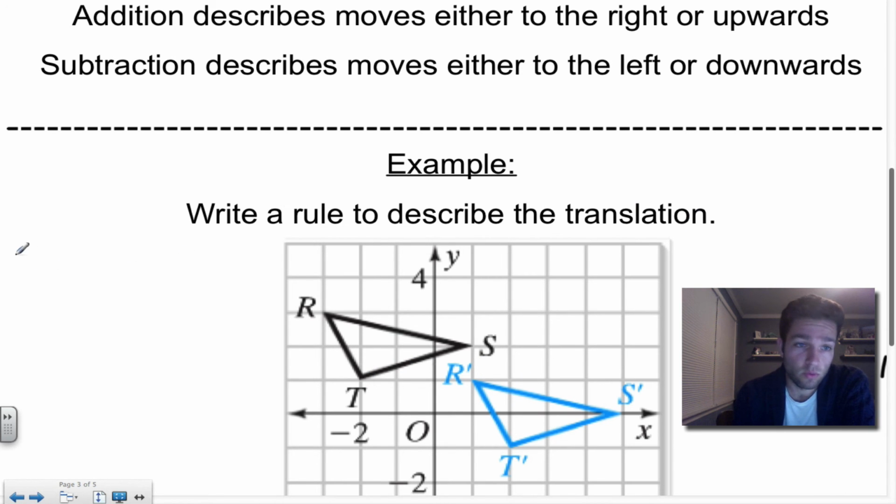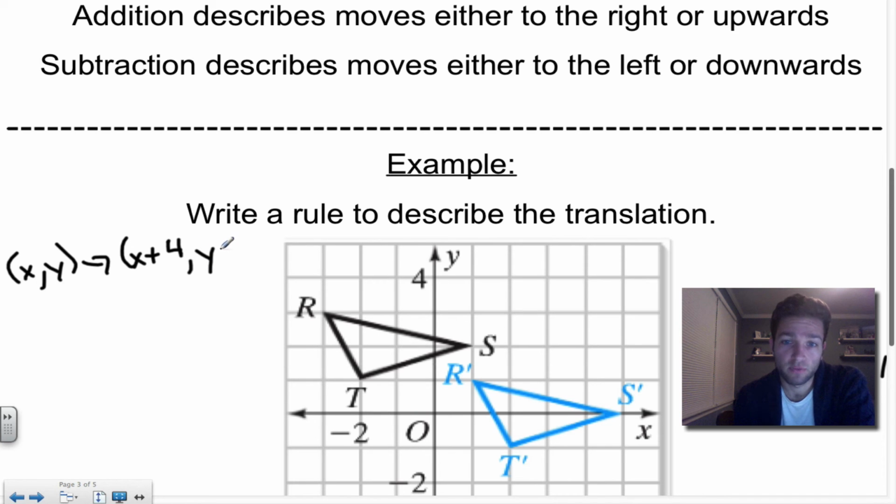So when I'm writing a rule for this, okay, what happened? I moved to the right. So addition describes moves to the right. So plus 4. And let's see, did I move up or down? I moved down. Subtraction describes moves that are downwards. And we moved down 2. And that's the rule for this translation. That's all there is to it.